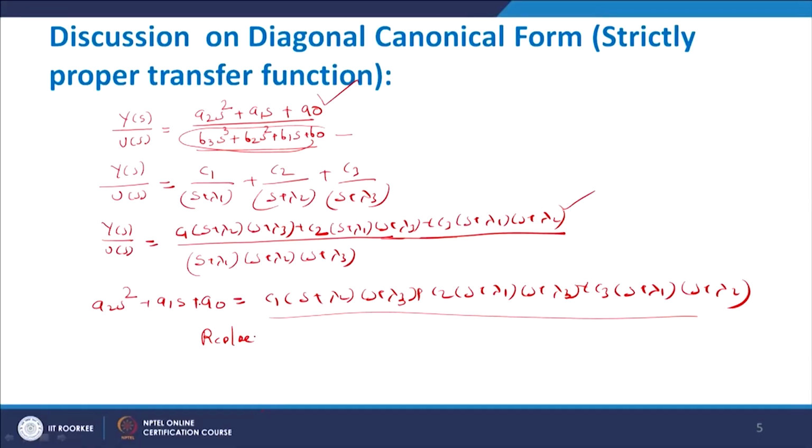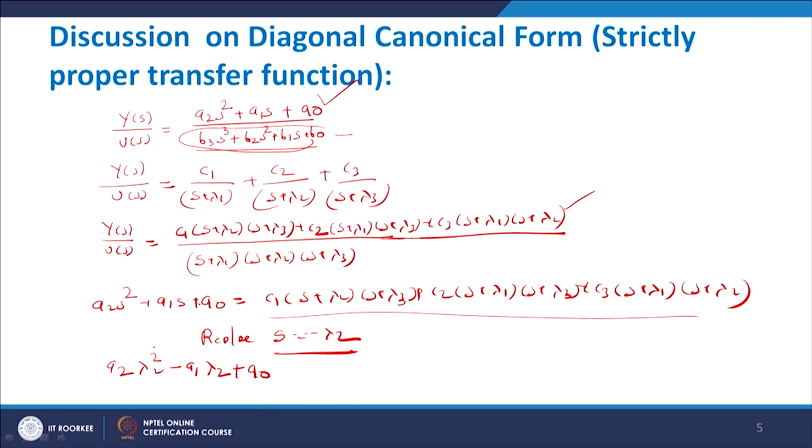Initially, we replace S equals to minus lambda 2. If you replace S equals to minus lambda 2, what will happen? We get the equation A2 lambda 2 square minus A1 lambda 2 plus A naught. What we have done is replaced S equals to minus lambda 2 in this equation.